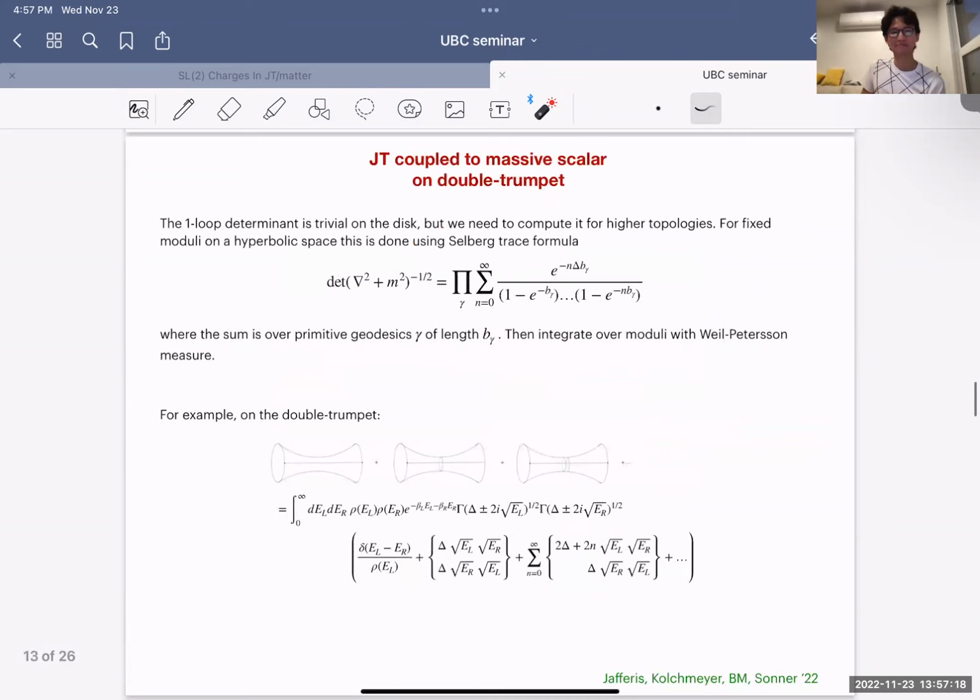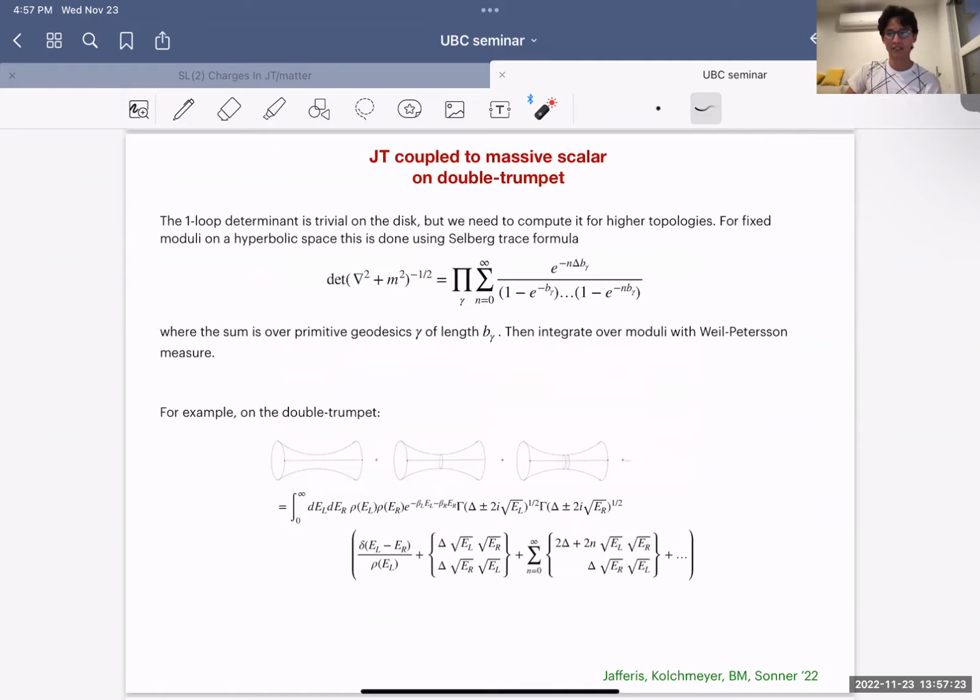Next we discuss wormholes. So what happens on higher topologies or more boundaries in this case? Well, one new ingredient on the double trumpet is that now actually the one loop determinant is not trivial. So on the disk, it turns out the one loop determinant is trivial, it is just some renormalization of like G Newton and S naught. But on the double trumpet, it's actually not trivial.